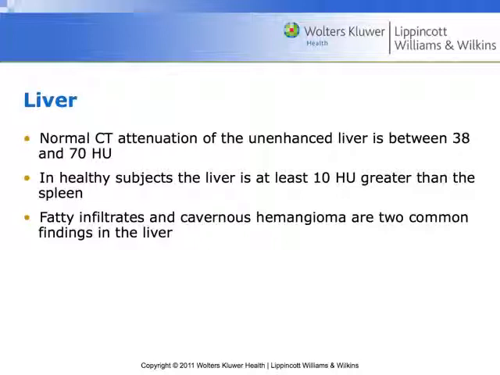Another common finding in the liver is cavernous hemangiomas. They'll show up as areas of decreased density within the liver, kind of irregularly shaped.